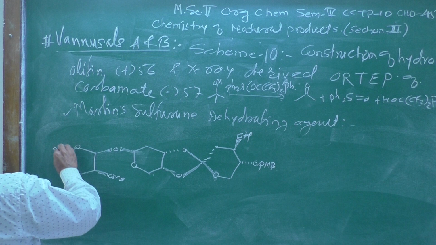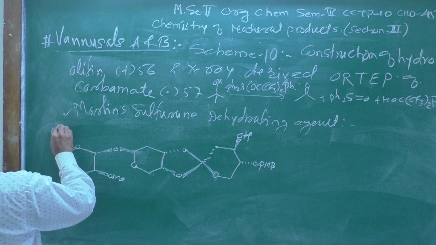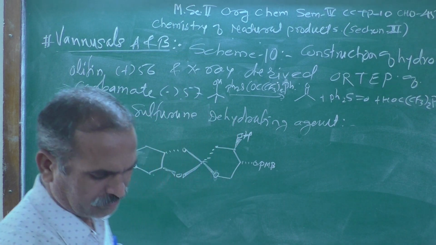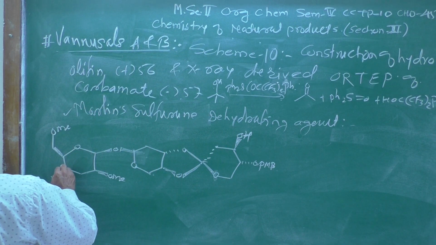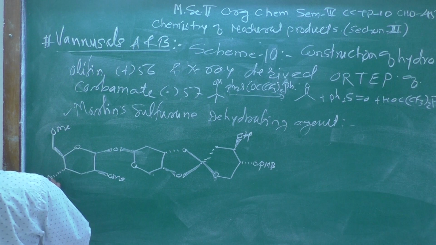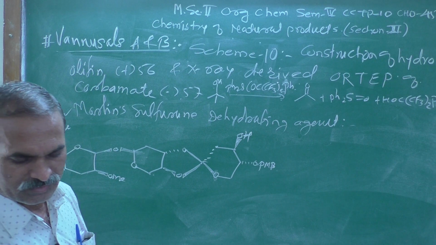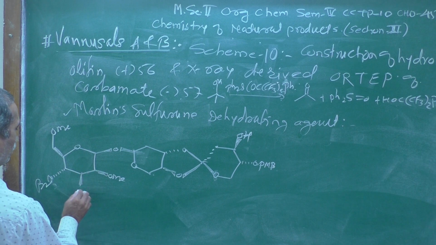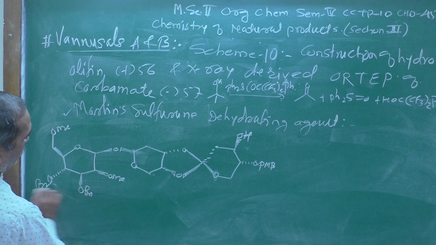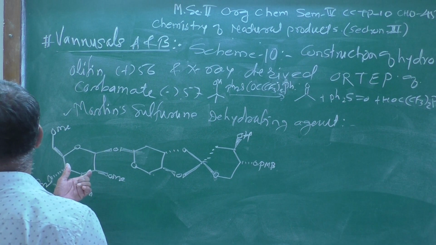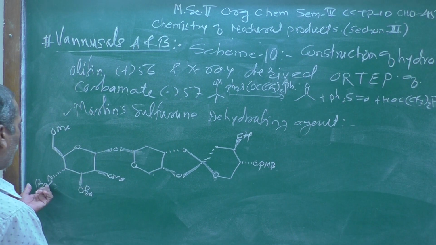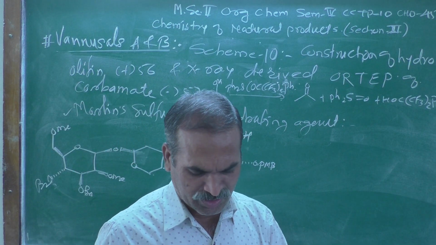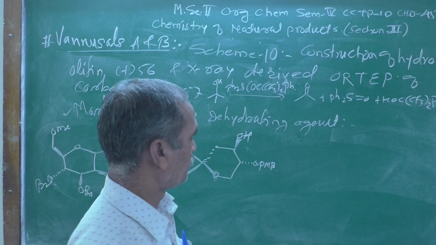At this side there is an OMe. Here the group attached is OBZ, and here the group which is attached is OBN. BN means benzyl. This is a benzyl group. BZ is a benzyl, BN means benzene, like this.